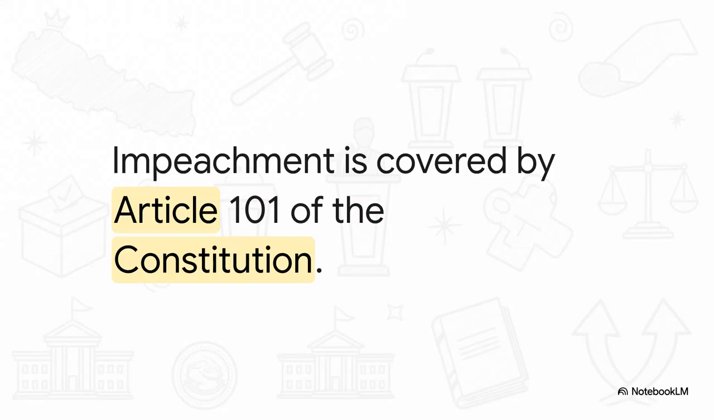The answer is Article 101. Just knowing the president can be impeached is not enough. You need that exact number. Linking Article 65 directly to Article 101 is exactly how you secure a perfect score.